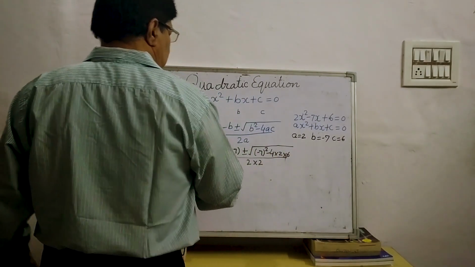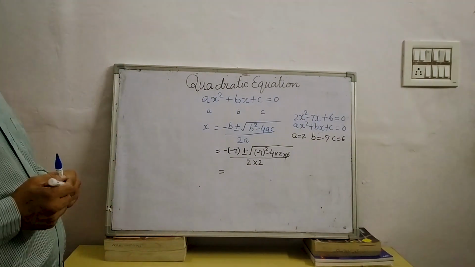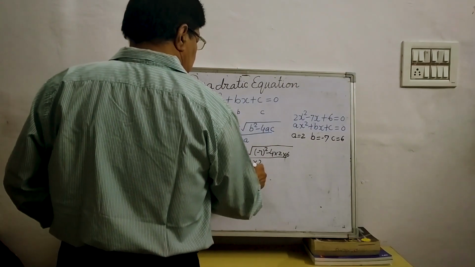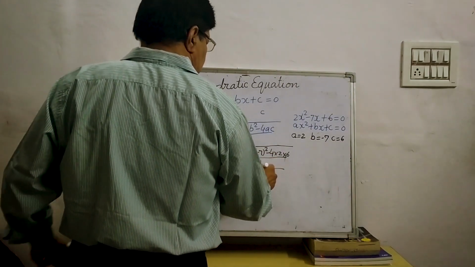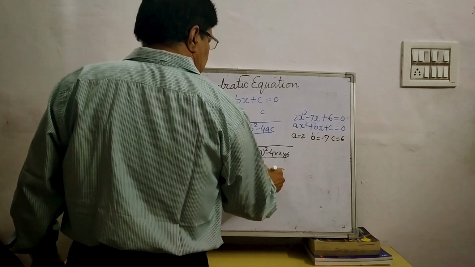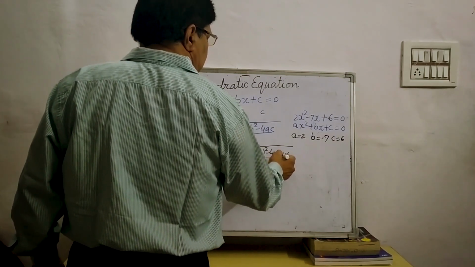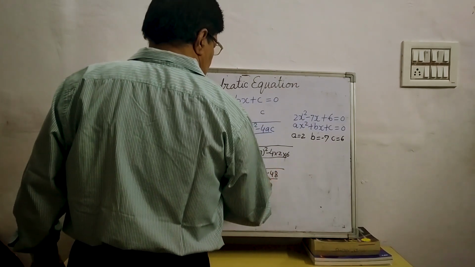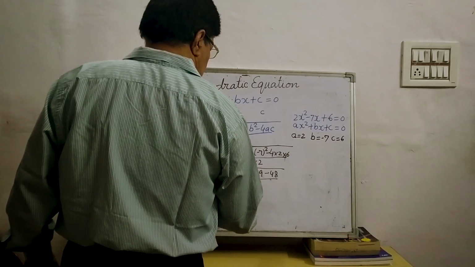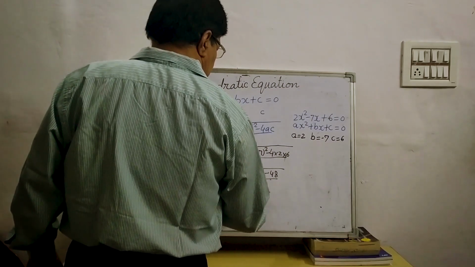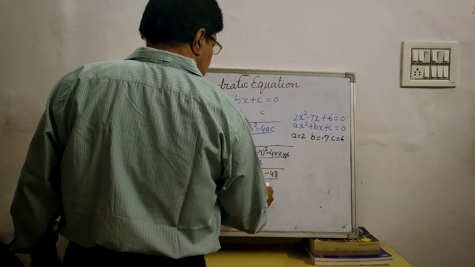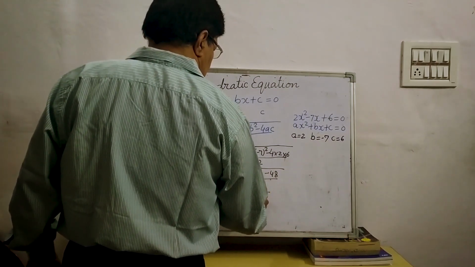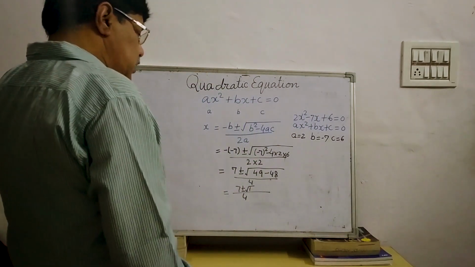So now simplify. Minus minus will become plus, so it will become 7 plus minus under root 7 square is 49, minus 4 times 2 times 6, 8 sixes are 48, upon 2 times 2, which is 4. Now this will be 7 plus minus the square root of 49 minus 48, which is 1, the square root of 1 is 1, upon 4. So these are the values of x.